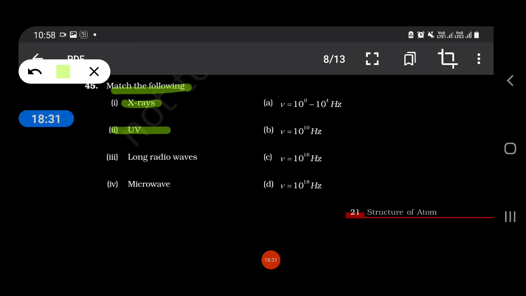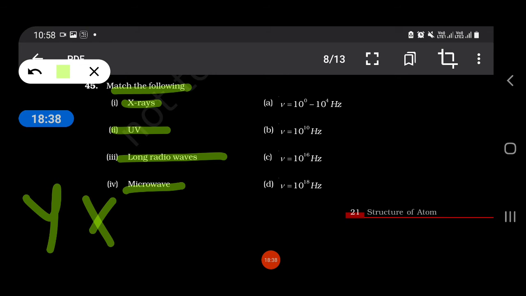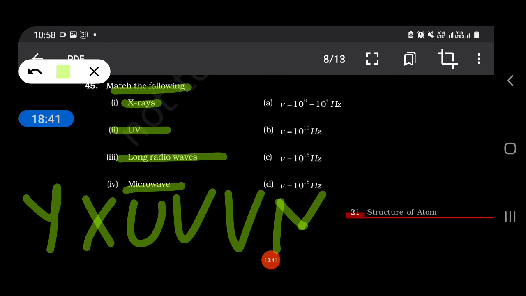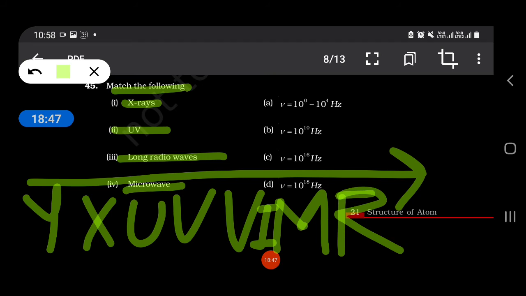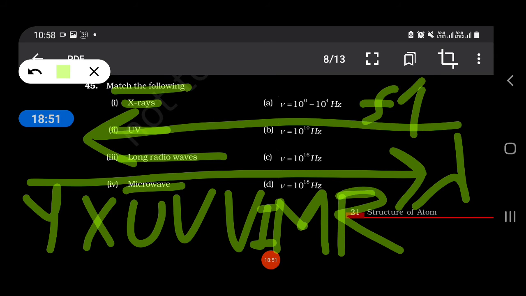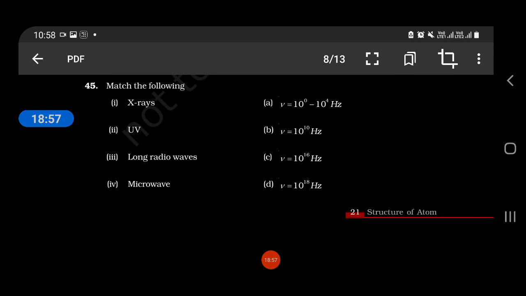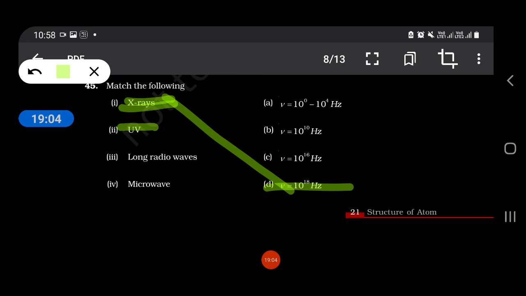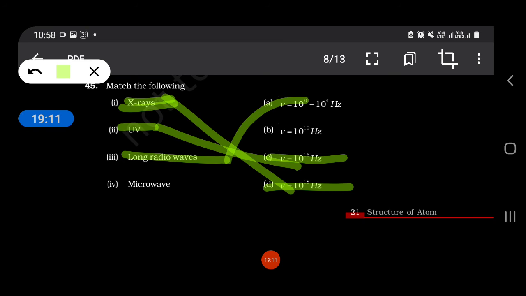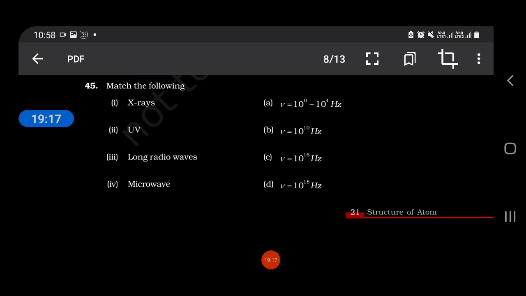Match the following: X-rays, UV, long radio waves and microwaves. As you know, the order is gamma, X-rays, UV, visible, infrared, microwaves and radio waves. In one direction wavelength increases, in the other direction frequency increases. So you can see and you can learn all these facts. For X-rays it will be this frequency, for UV rays it will be this one, for long radio waves it will be this one, and for microwaves it will be this one. You can find it.